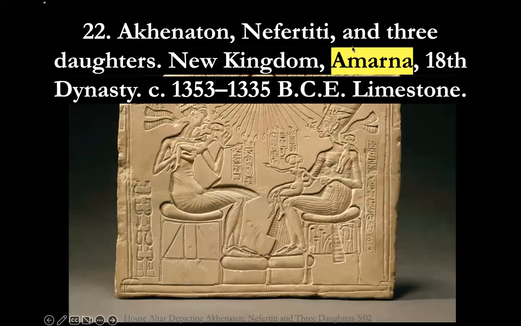Image number 22 is titled Akhenaton, Nefertiti, and Three Daughters. The time period for this is New Kingdom, but also, really important here, we need to know this is from the Amarna period, and this is 18th dynasty. And you have the years, and this is carved from limestone.